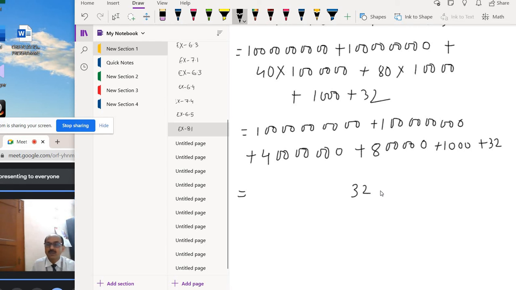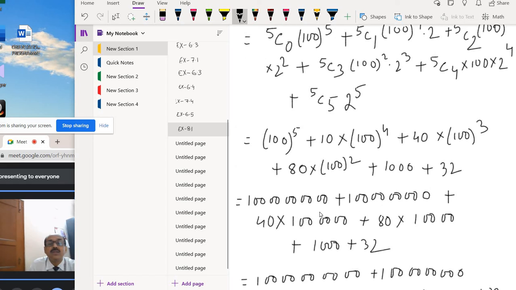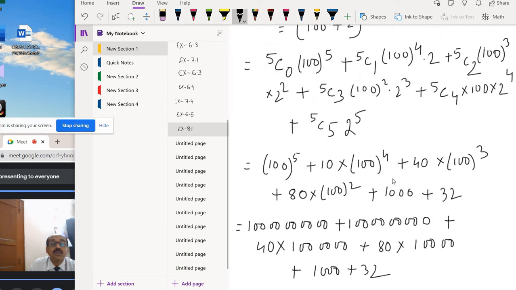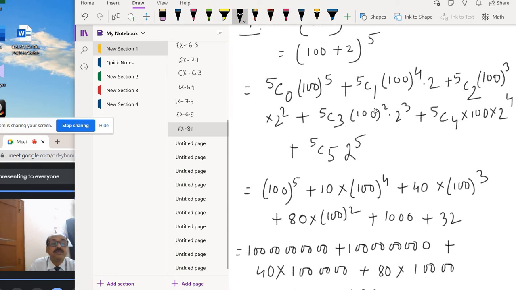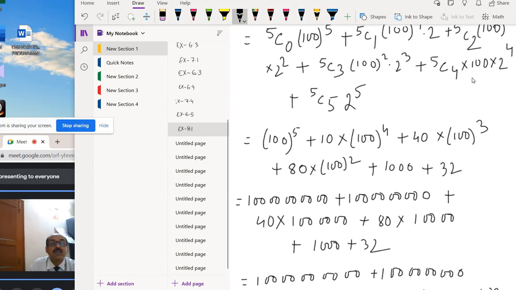Okay, what is the question? Check now. 105 is okay. Then 10 into this, 40 into 4, 80. 2 cube is 8. Oh yes, 5C4, the second last term, check. The second last term will be 8,000.